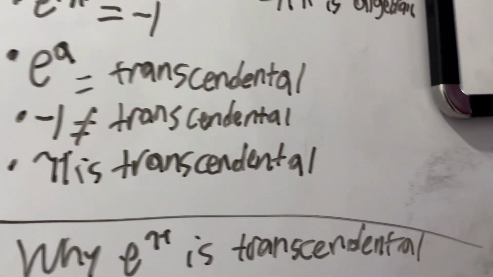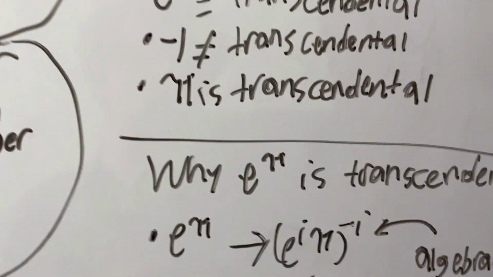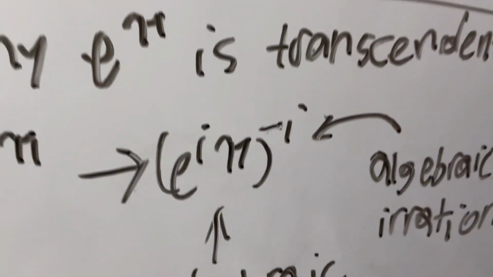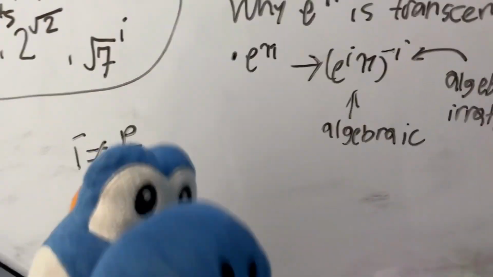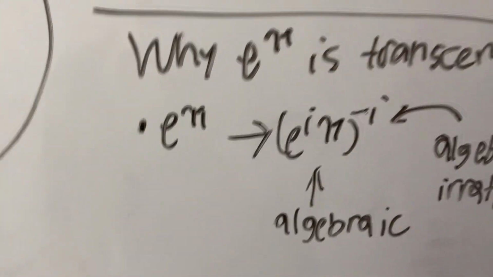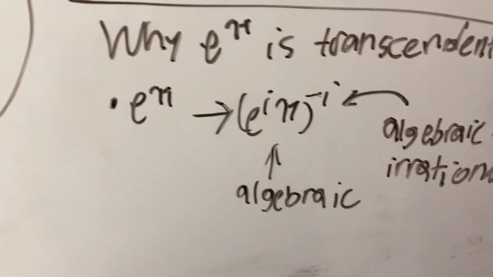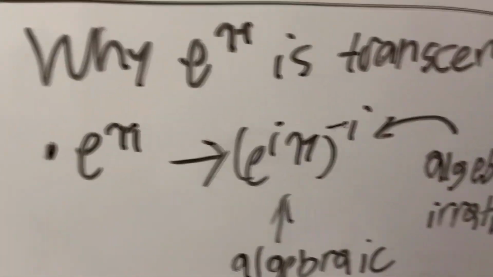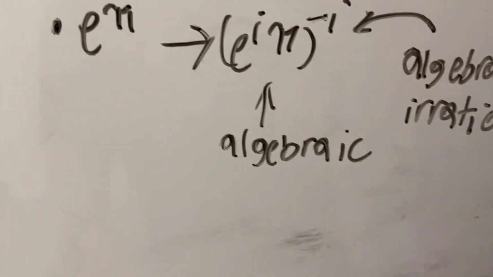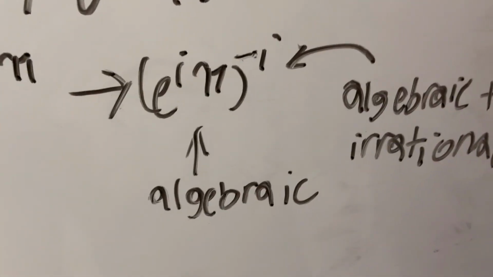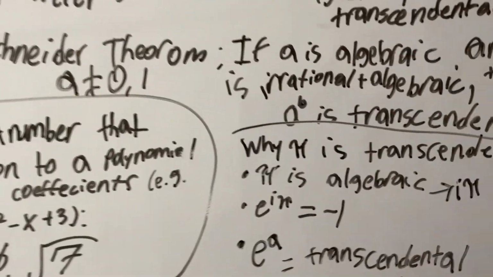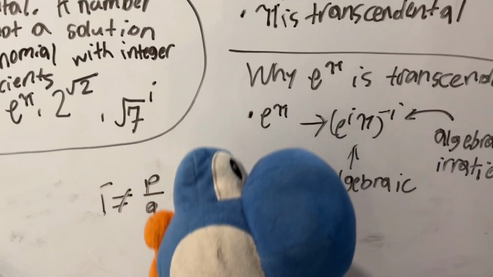Okay, but why is e to the power of pi transcendental? Well, look at this. e to the power of pi, that's just e to the power of i pi to the power of -i, because i times -i is just 1. So we know e to the power of i pi is algebraic, and -i is algebraic plus irrational. Because of the Gelfond-Schneider theorem, that means e to the pi must be transcendental.